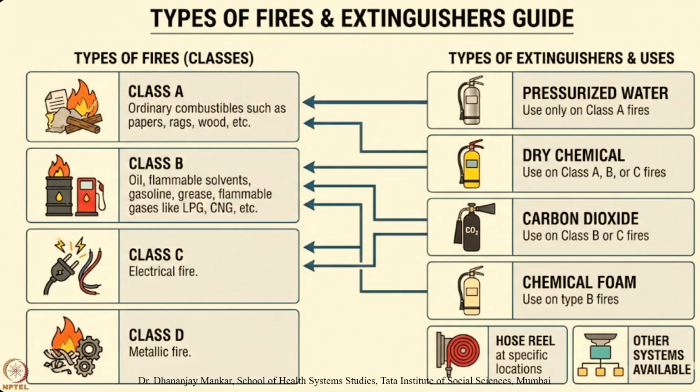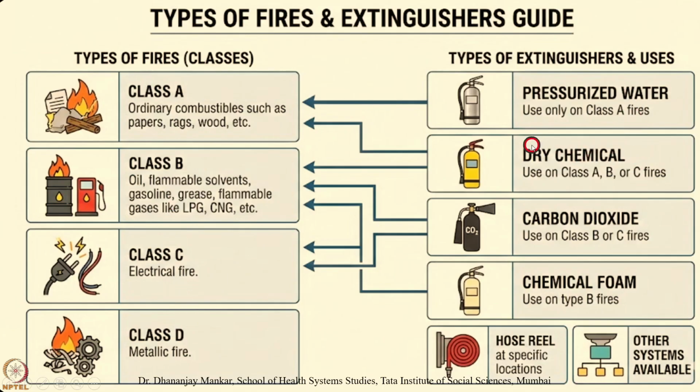The types of fire extinguishers are shown in this particular figure, where Class A is for ordinary combustibles such as paper, rags and wood. Class B is for oil, flammable solvents, gasoline, greases, LPG and CNG. Class C is for electrical fire. Class D is for metallic fire.